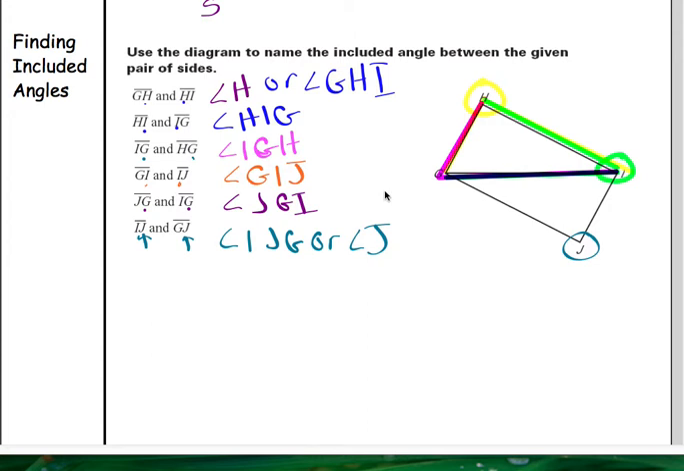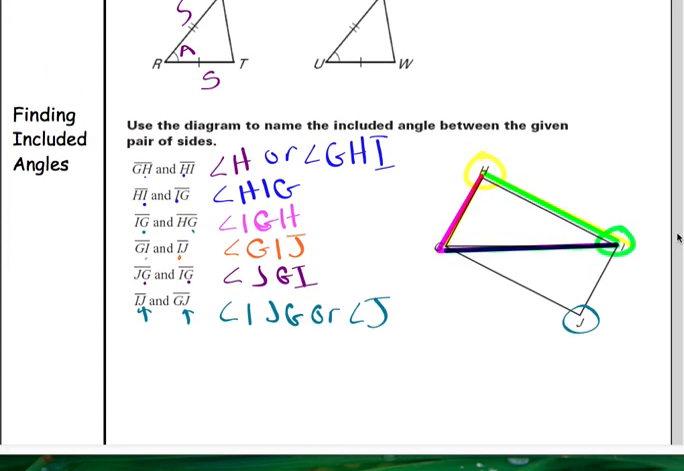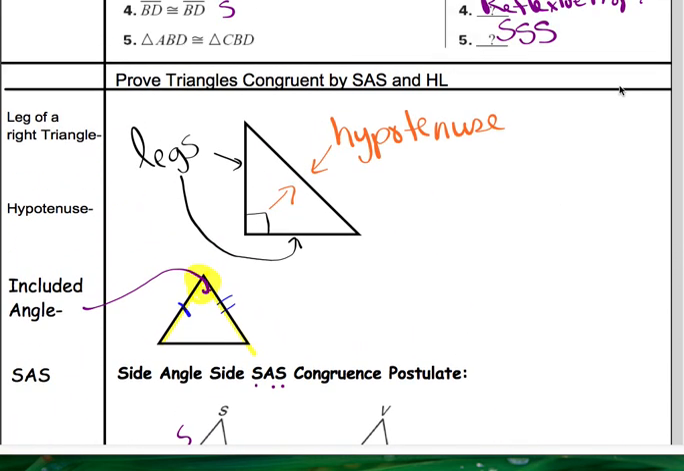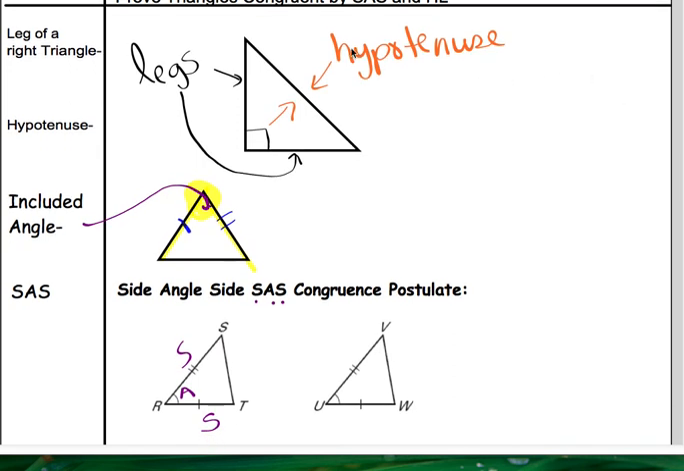So that's just identifying an included angle, and looking at the side angle side reason again, and legs and hypotenuse and included angle.